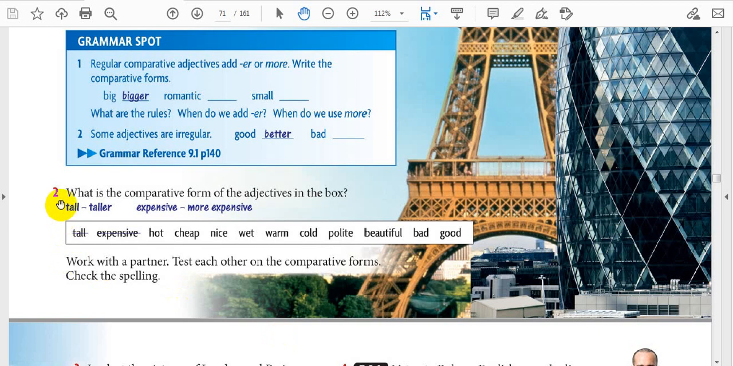Here in practice number 2, what is the comparative form of the adjectives in the books? And we have here the books, and we have here the adjectives.